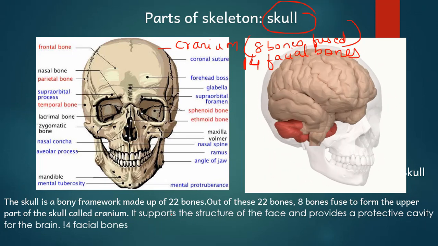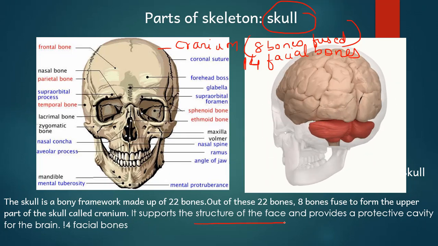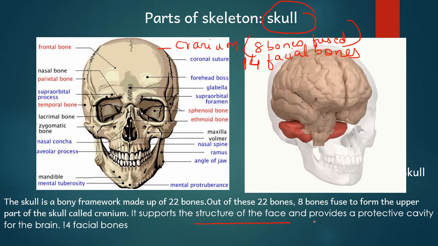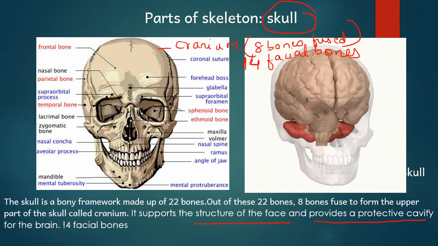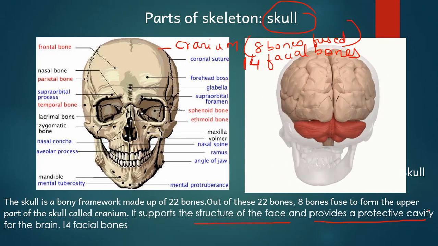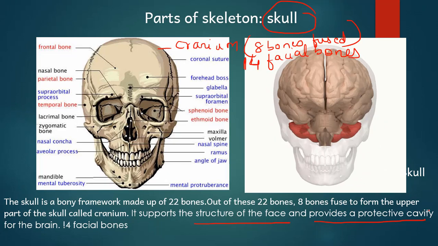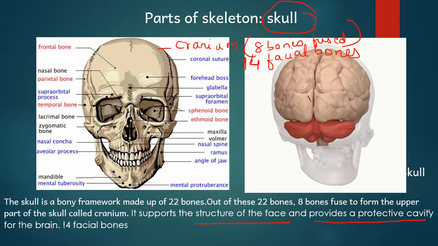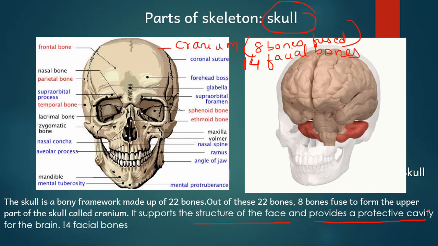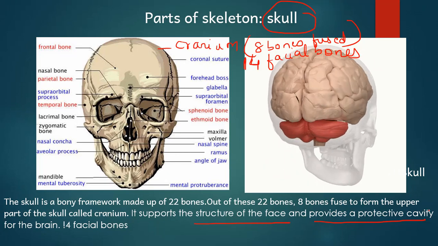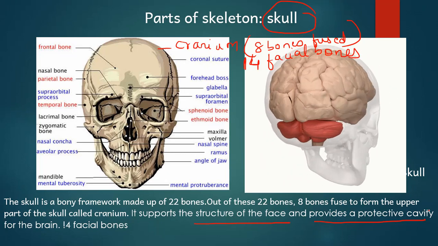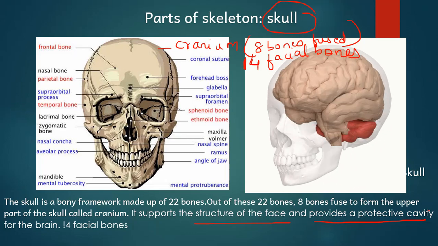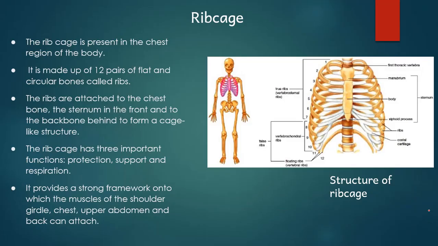So what is the function of the skull? It gives support to the structure of the face, as well as protecting the brain, serving as a protective cavity for the brain. Imagine if your face did not have bones, it would be just a ball-like structure, you would not have a proper structure. So the skull is giving you a proper structure. In addition to this, it is protecting a very delicate organ present in your body, that is the brain. So this is the first part of the axial skeleton. Moving to the second part, that is the rib cage.